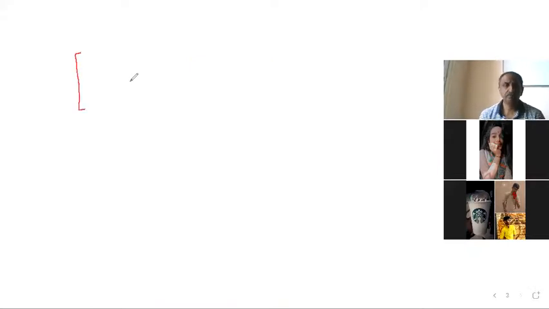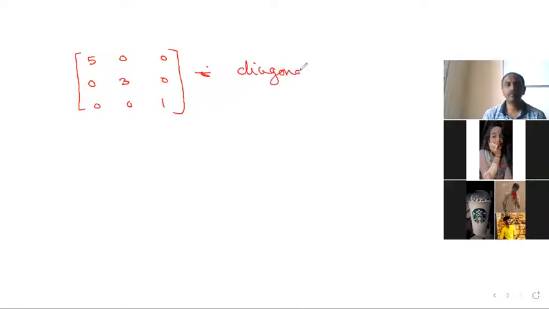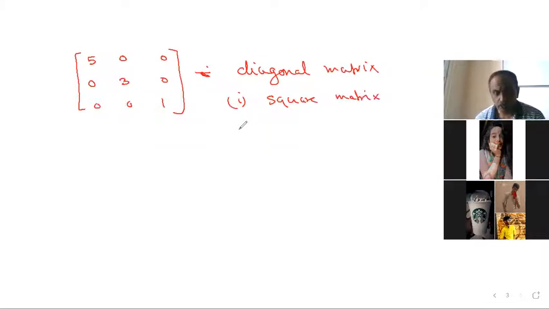If I have a square matrix whose non-diagonal elements are all zeros, it is called a diagonal matrix. So what are the conditions satisfied by a diagonal matrix? First condition, it should be a square matrix. All non-diagonal elements should be zero. Now look at the way I'm going to write it: a i j equals zero whenever i not equal to j.